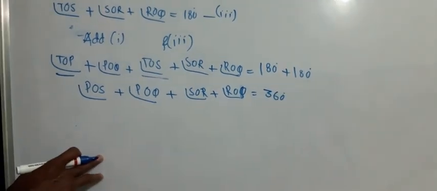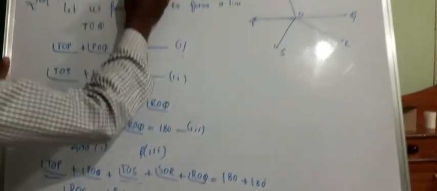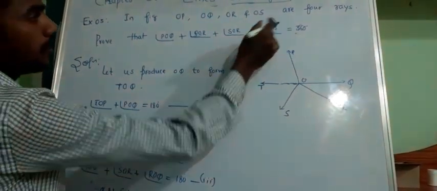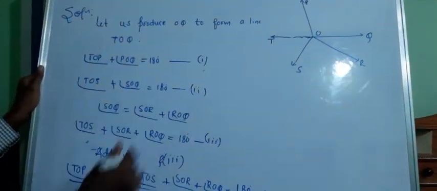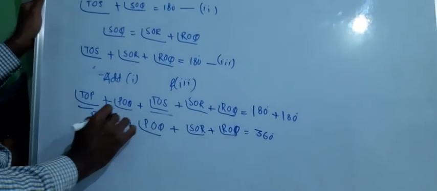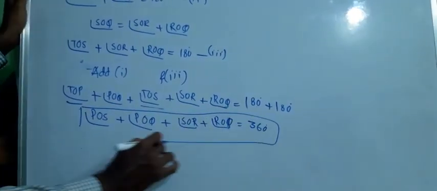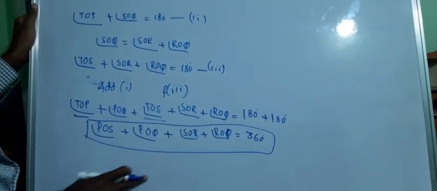So what was asked of us to calculate? See, POQ plus QOR plus SOR plus POS is equal to 360 degrees. The same thing we have proved. That's it.